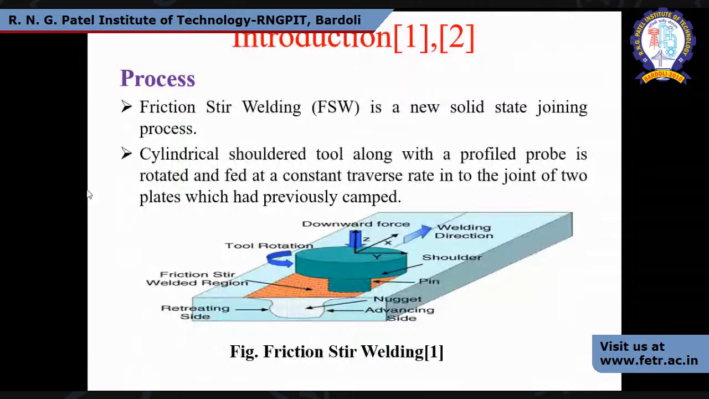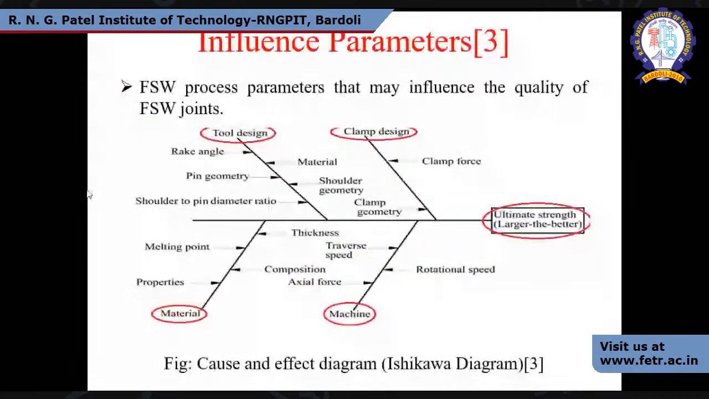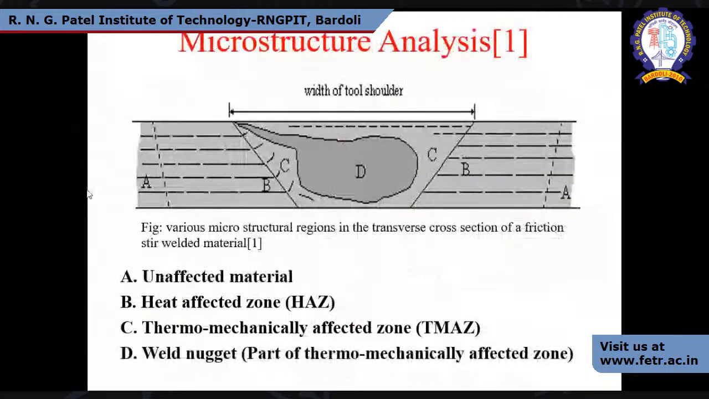a welded area can be generated with this process. The welded area can be divided into four basic components. As per the figure shown, it can be divided into four types. First one, unaffected material. Second one, heat affected zone. Third one, thermomechanically affected zone. And last one, weld nugget.